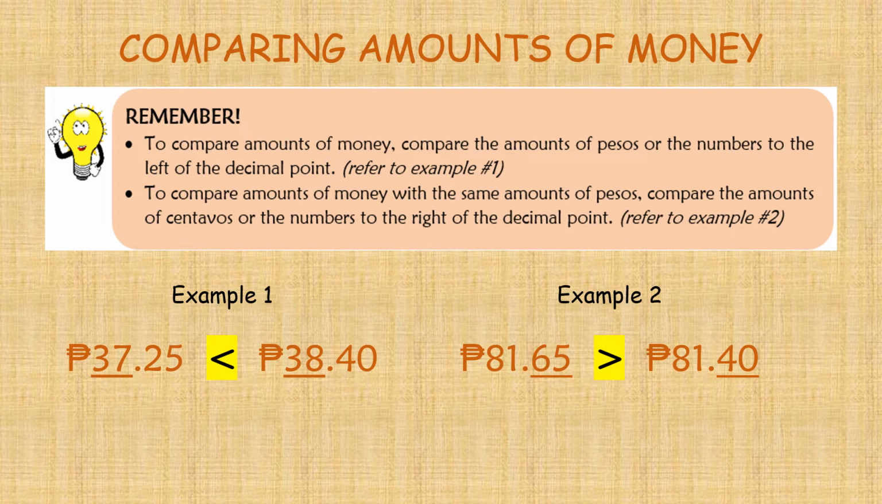Please remember the following. To compare amounts of money, compare the amounts of pesos or the numbers to the left of the decimal point. Please refer to this example. Second, to compare amounts of money with the same amounts of pesos, compare the amounts of centavos or the numbers to the right of the decimal point. Just like in example number 2.